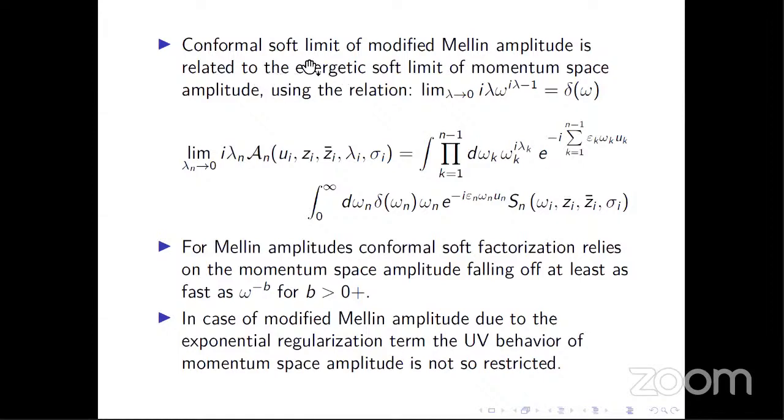Now, in the conformal soft limit, the modified Mellin amplitude is related to the energetic soft limit, where we use this relation to get a delta of omega. So when we put in this conformal soft limit, inside this integral we get a delta of omega, and this S_n is the scattering amplitude. So this is related to the energetic soft limit, and this is the conformal soft limit.